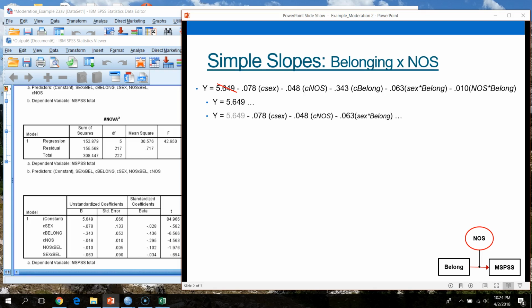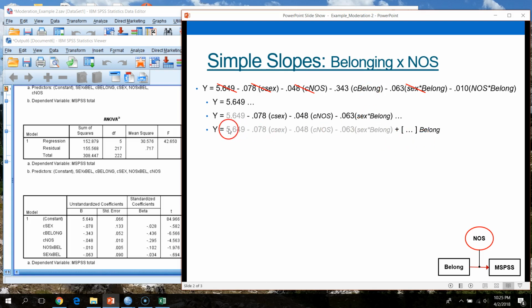And then we're going to pull down all of our effects that aren't related to the conditional effect of interest. In this case, we're looking at the conditional effect of belongingness on perceived support at high and low levels of NOS. So gender isn't a part. NOS isn't a part of my conditional effect of belonging, so I can pull that down. And this sex by belonging term has sex in it, which isn't anything we're interested in here, so we can pull those out. So what we're left with are just the terms that have this belonging component to it. We've pulled down everything except the two terms in our model that contain our conditional effect.